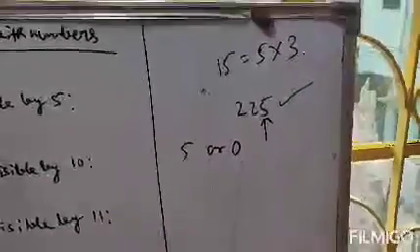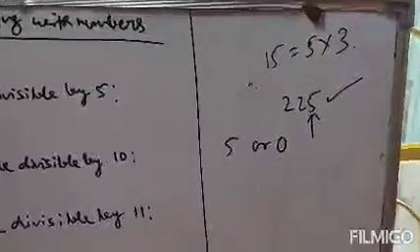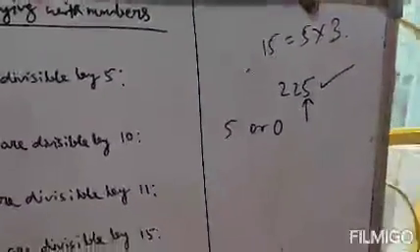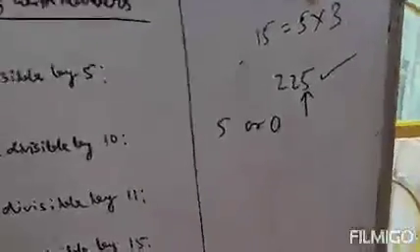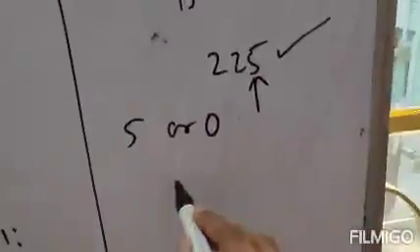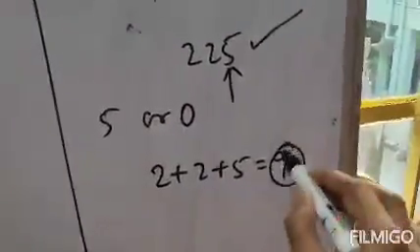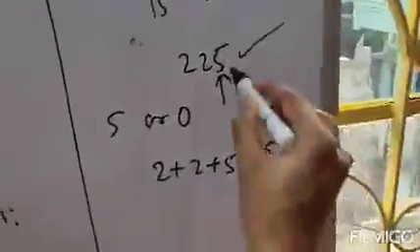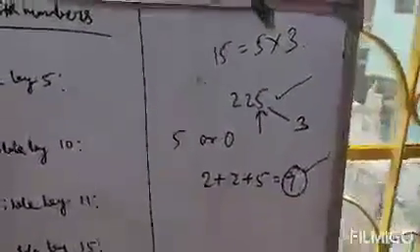Now check the divisibility rule of 3. What is the divisibility rule of 3? The sum of the digits should be divisible by 3. Therefore check the sum of the digits. The sum of the digits is 9, and 9 is divisible by 3. Therefore this number is divisible by 3 and 5 both, so the number is divisible by 15.